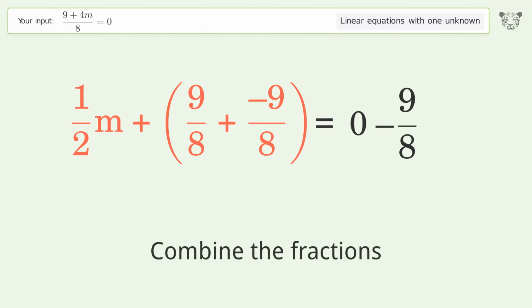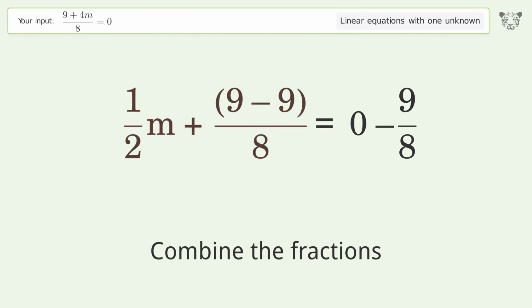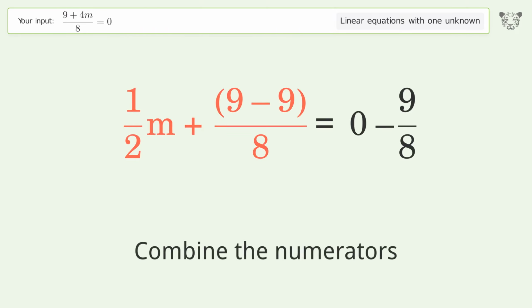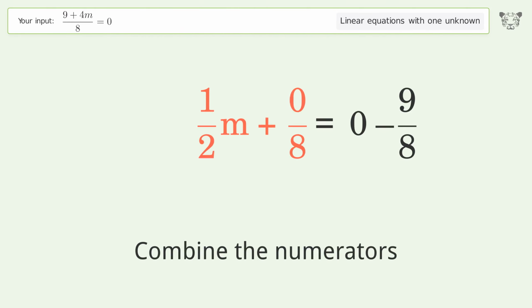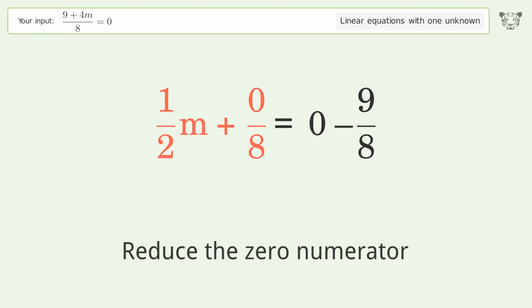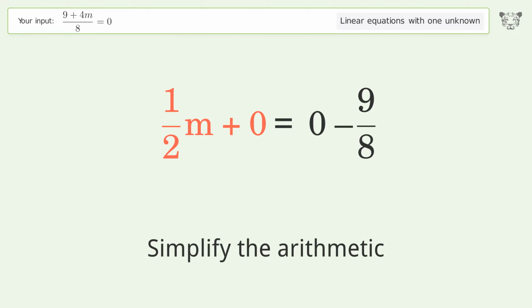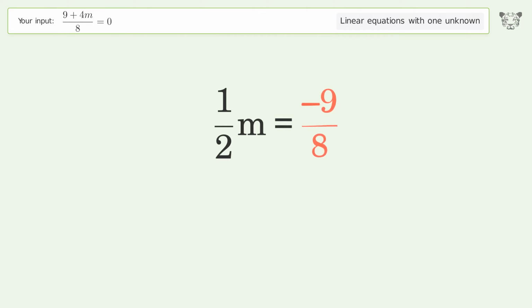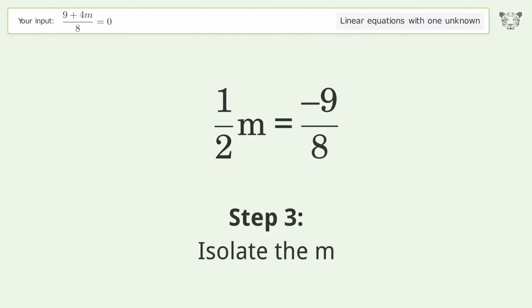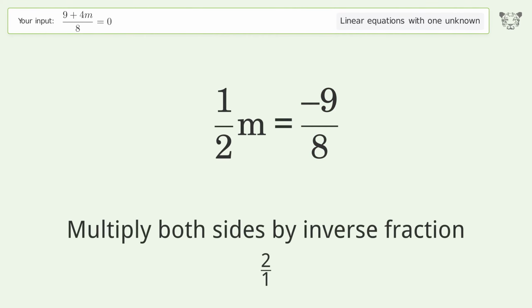Combine the fractions. Combine the numerators. Reduce the zero numerator. Simplify the arithmetic. Isolate the m. Multiply both sides by inverse fraction 2/1.